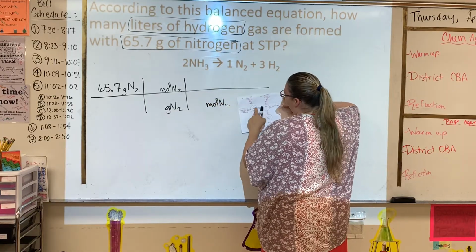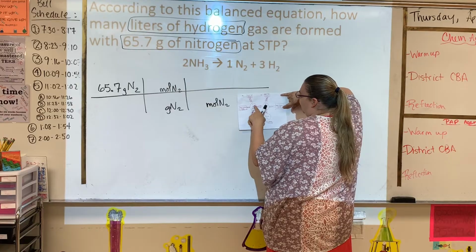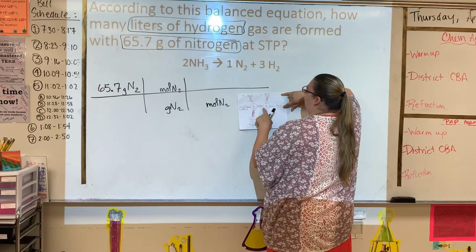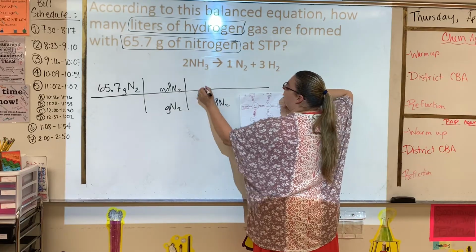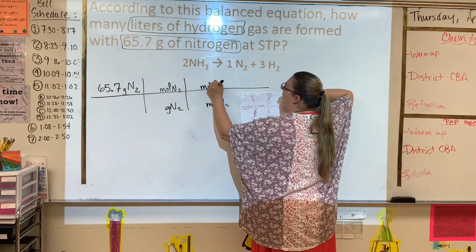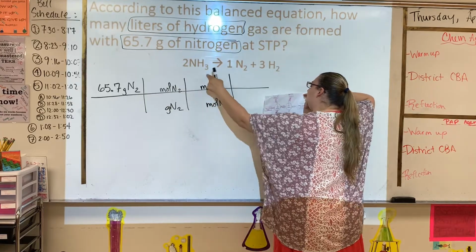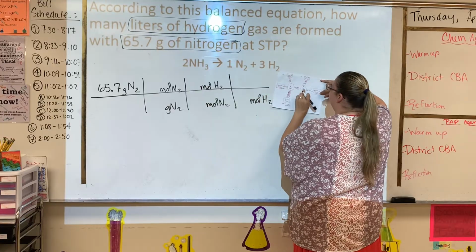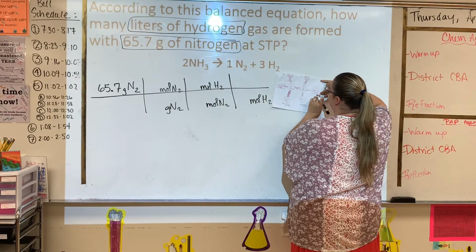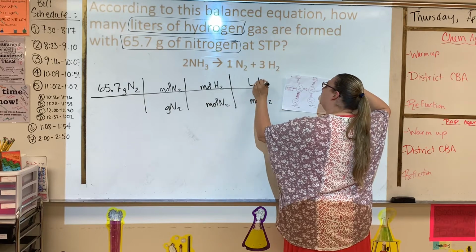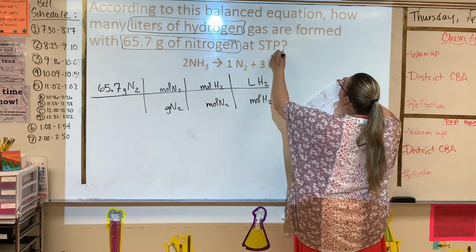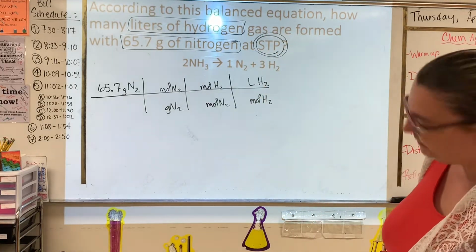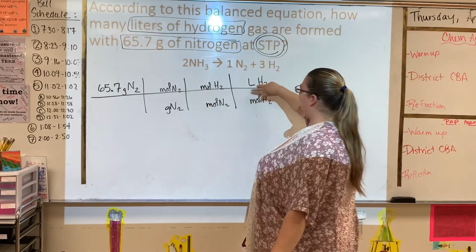Okay. I'm in moles of N2. My next step is to go from moles of N2, which is moles of A, to the new compound I want. So moles of A to moles of B. So we're going from moles of N2 to moles of H2. Drop it down. The last step is to go from moles of H2 to the gas volume in liters. So we can go from there to liters of H2. Now again, remember this has to be at STP. Okay? If it's not at STP, we cannot do this piece right here.